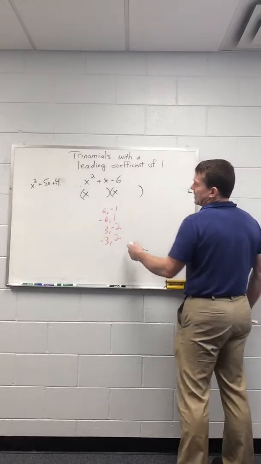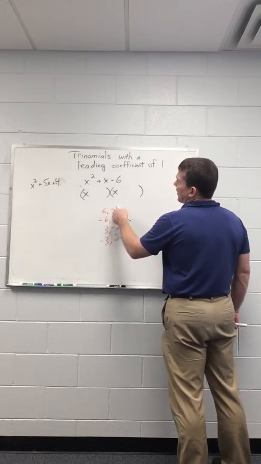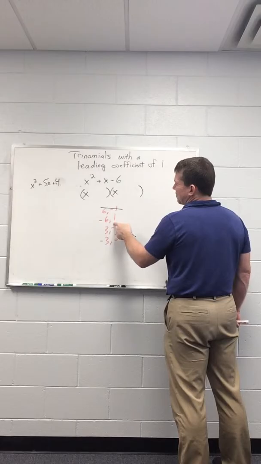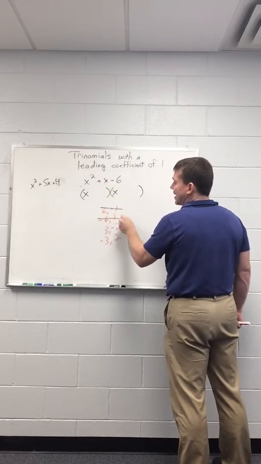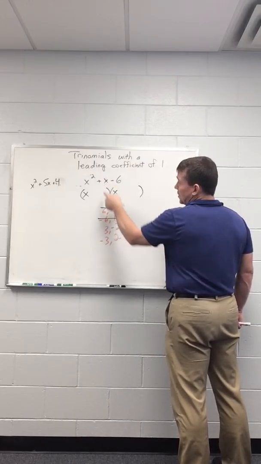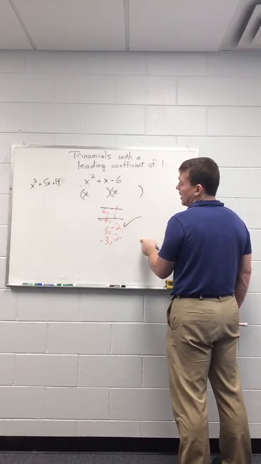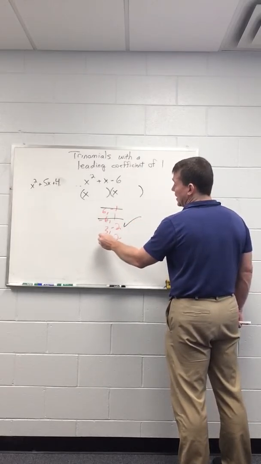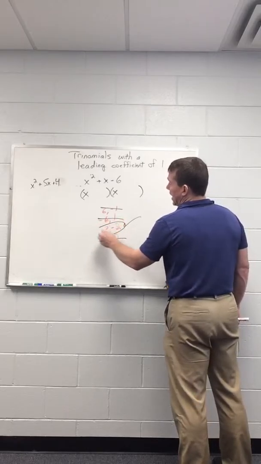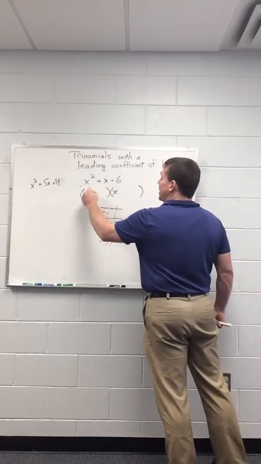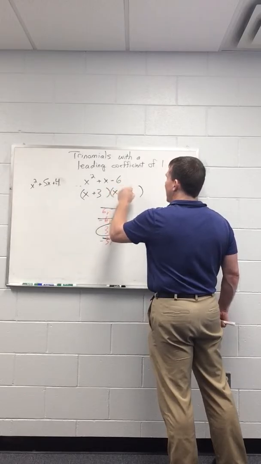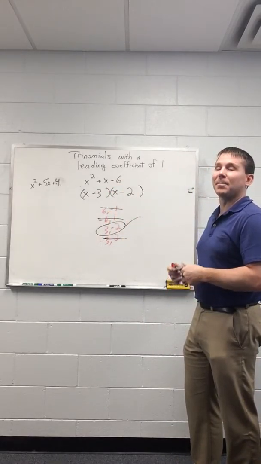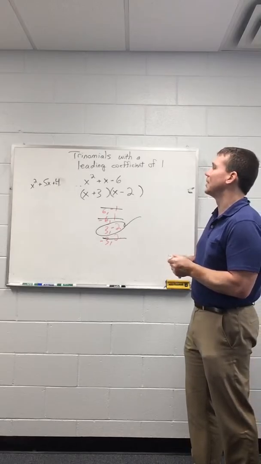And if I run down the list, 6 minus 1 is 5. I need a 1 there, so that's out. Negative 6 plus 1 is negative 5. That's out. 3 minus 2 is positive 1, which should be good. I'll check the other one to be sure. Negative 3 plus 2 is negative 1. That's out. And again, I only get one solution. X plus 3, x minus 2. I'm not going to FOIL this one out, but you certainly could if you were unsure.